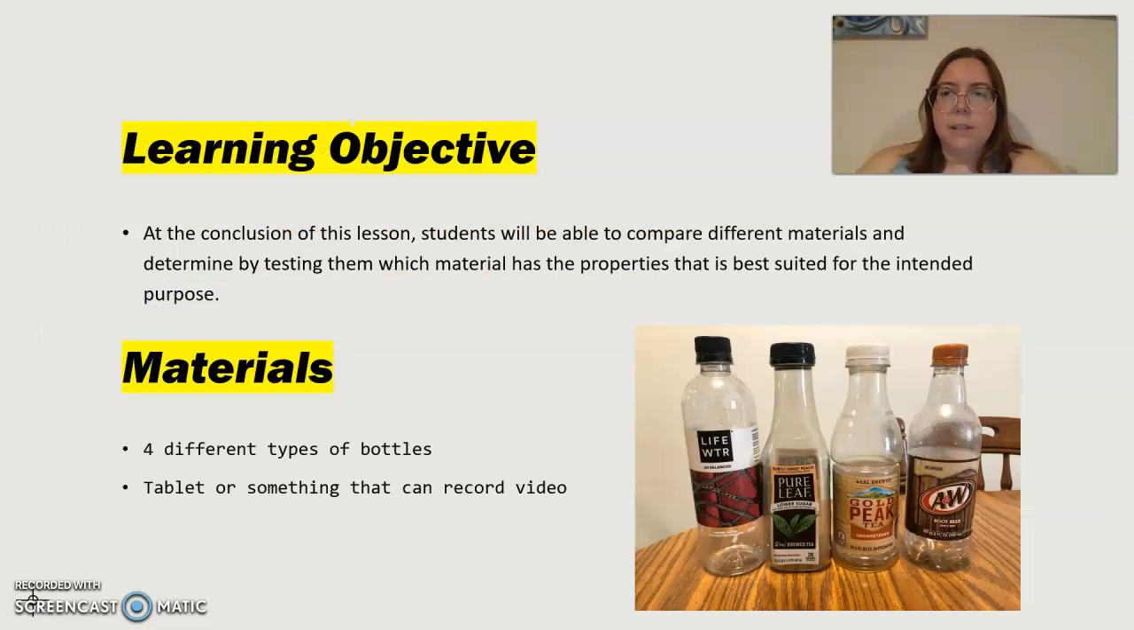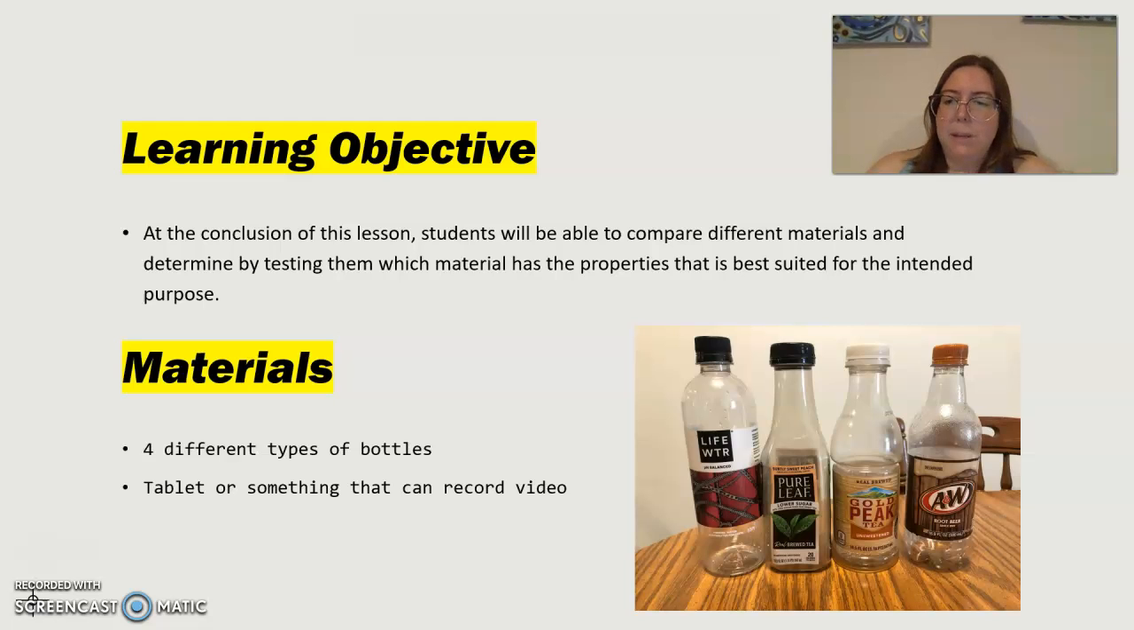So the learning objective I have for this lesson is, at the conclusion of this lesson, students will be able to compare different materials and determine by testing them which material has properties that are best suited for the intended purpose. Materials needed for this activity: they will need 4 different types of bottles.